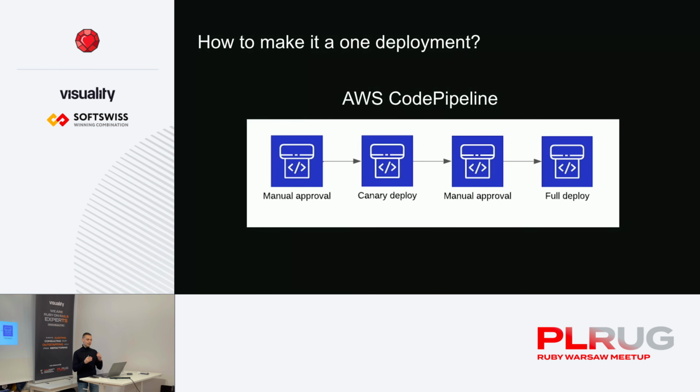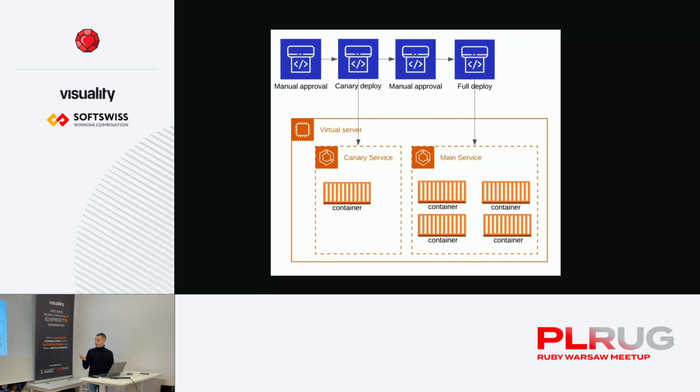So this is a step in a pipeline which allows you to say, okay, I want to proceed with a pipeline execution, or no, I don't want to proceed. So that's how you can manually specify when the canary deploy starts, and then when the second phase, the full rollout, would start. And here you can see an example. The canary deploy step would deploy a new version of your code to a canary service, and the full deploy would deploy your code to the rest of your containers.